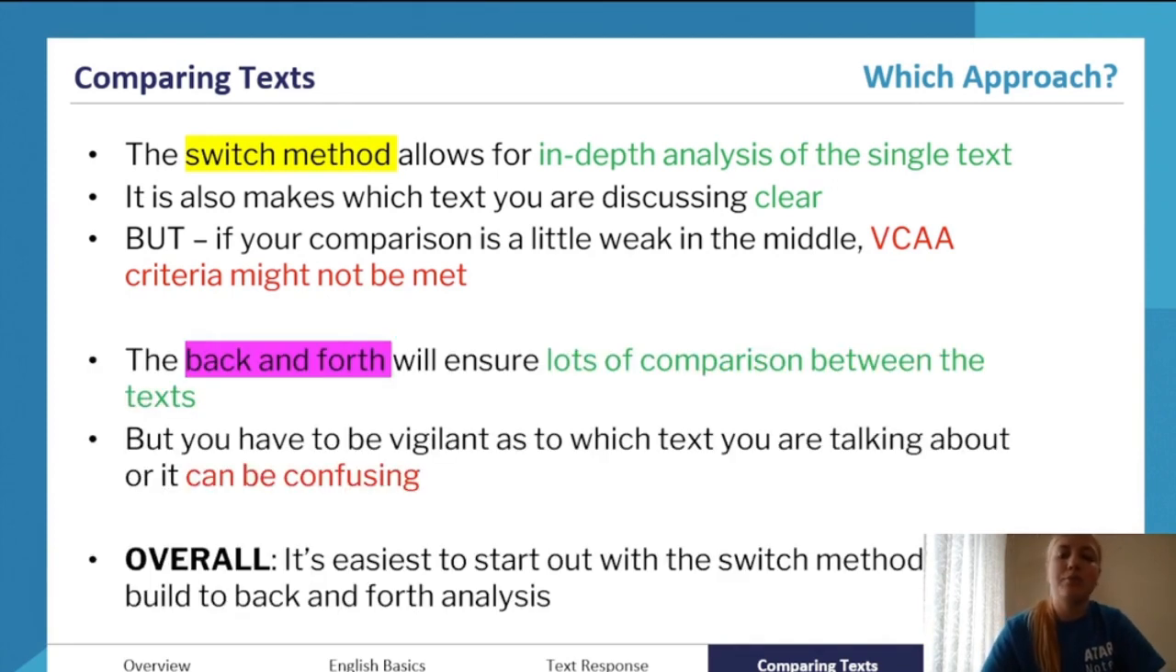However, the rainbow method makes sure that you have lots of comparison between the texts, because, as we just looked at, you're constantly making links between texts, comparative links. But unfortunately, it can be difficult to make it clear which text you are discussing at the time, and it can reduce the amount of isolated analysis of each text that you have, which is also part of the VCAA criteria. So either way, there are disadvantages to using each structure. Similarly, rainbow is also the harder structure to employ.